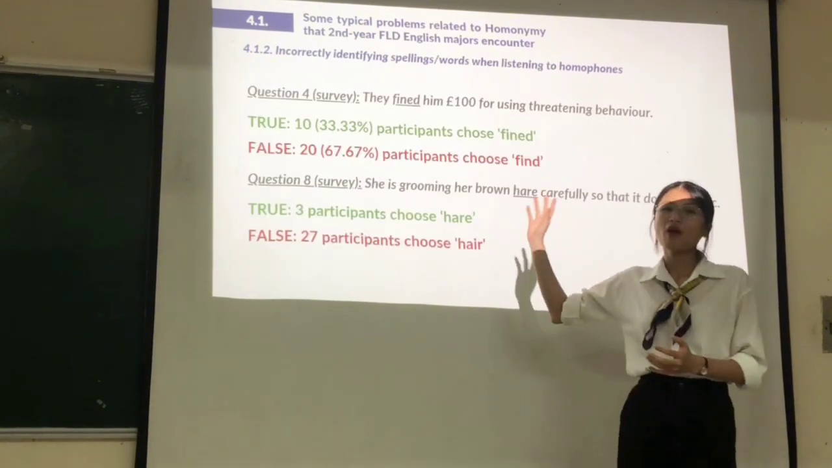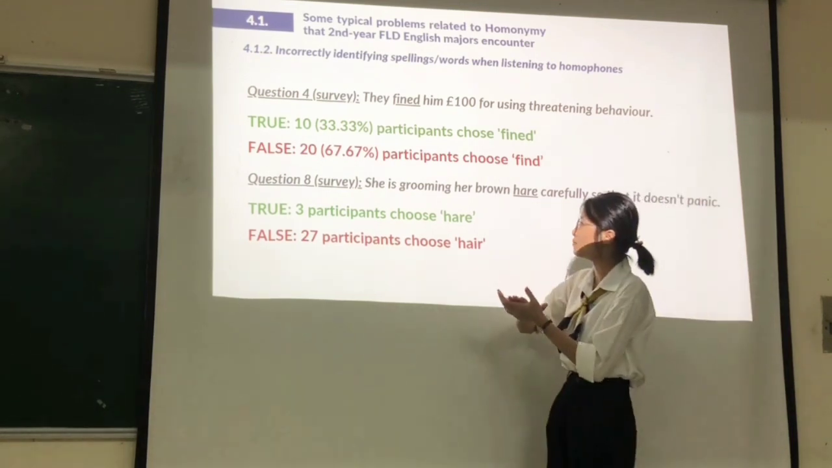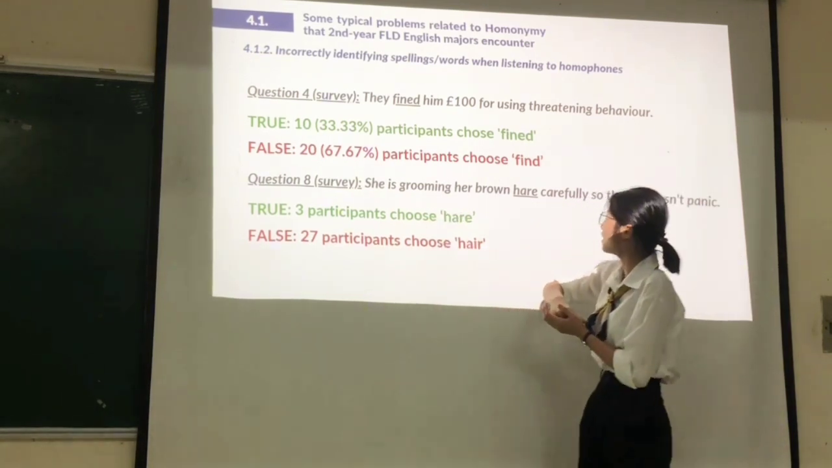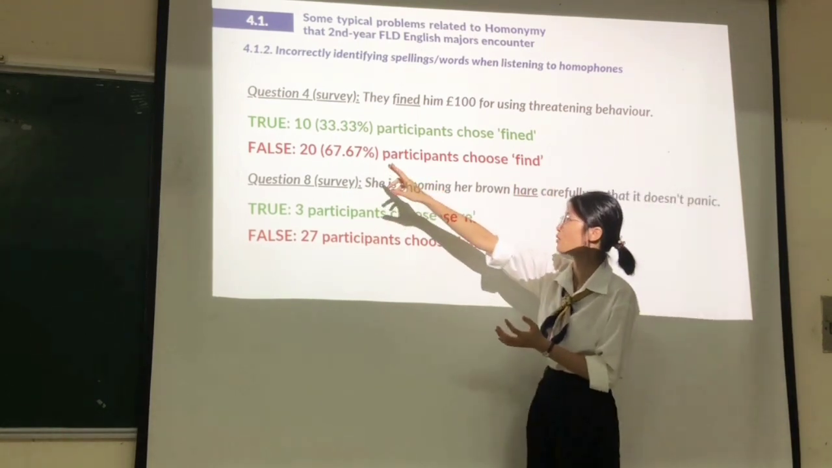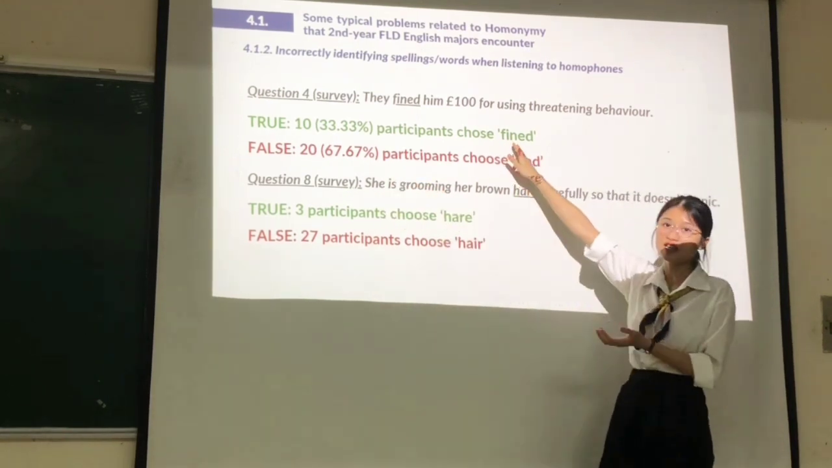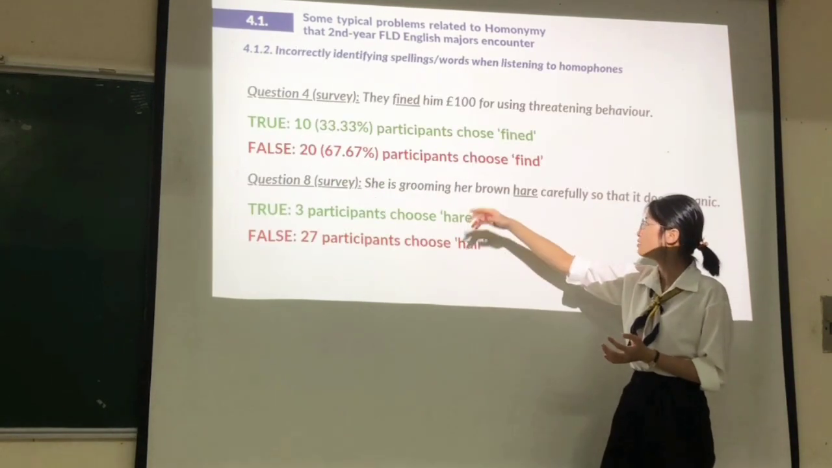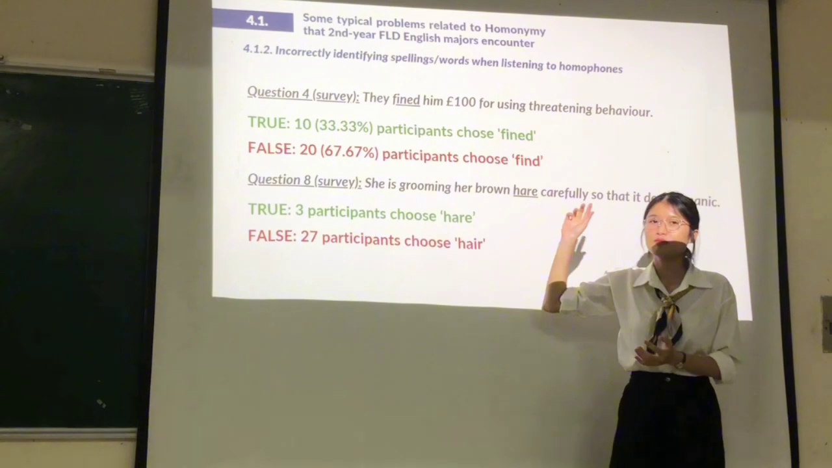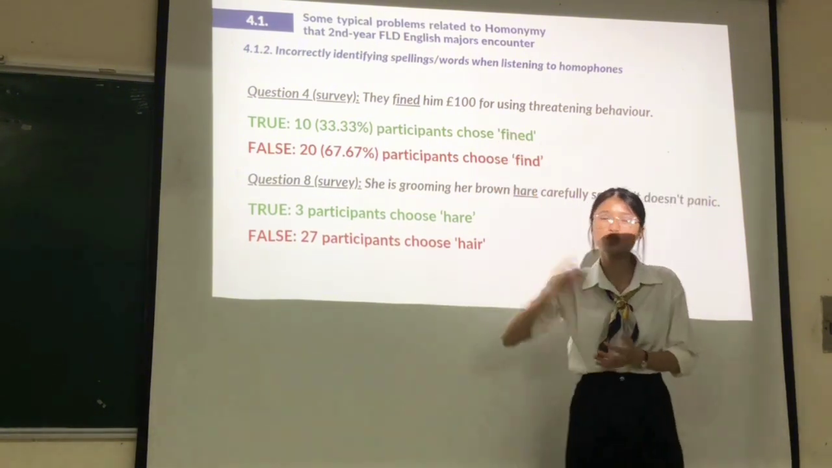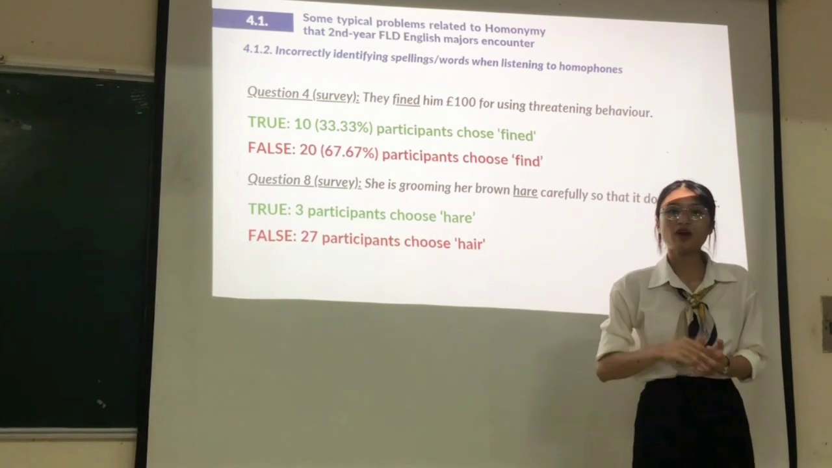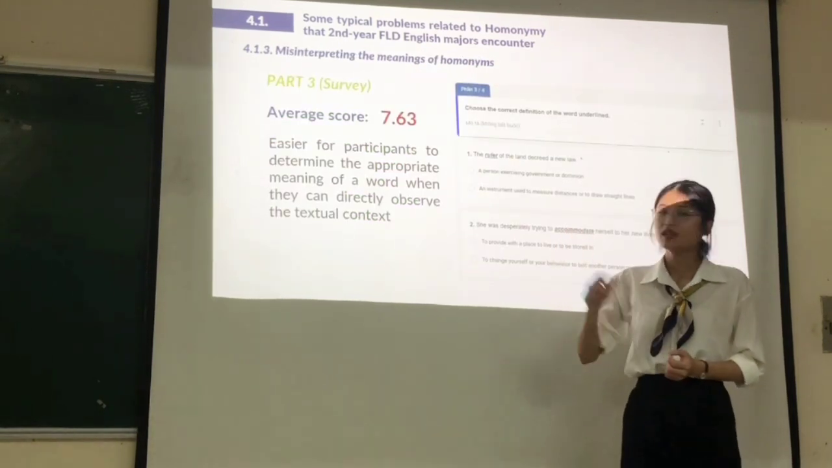Question 4 of part 2 in our survey recorded 20 participants choosing the false answer, "fine", instead of the true answer, "declined". In fact, the wrong "fine" is more commonly used than the true "fine". The last problem that we want to mention in our presentation today is misinterpreting the meanings of the homonyms.